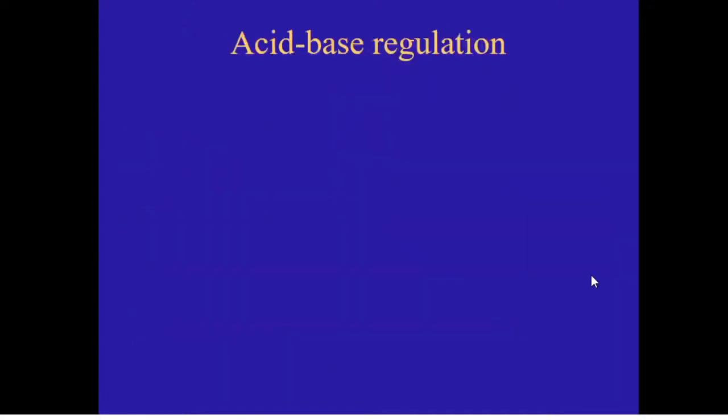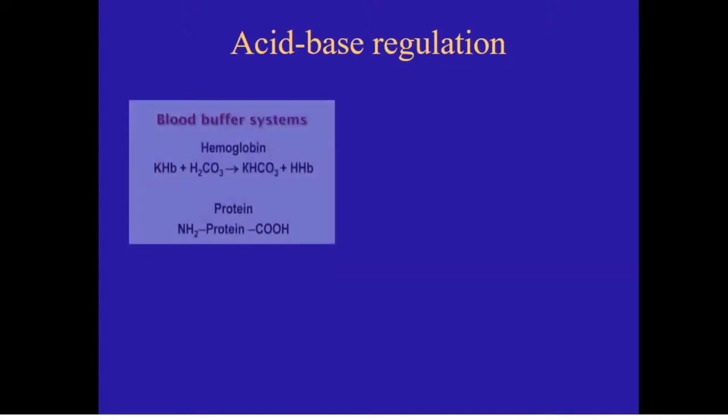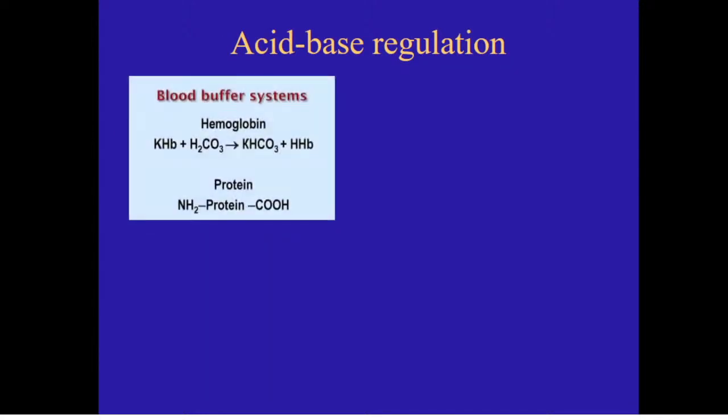And now we will start to discuss acid-base regulation. You must know the most important buffer system of blood, and the most powerful, of course, is hemoglobin. The concentration of hemoglobin is high in our blood, but this buffer system is combined with the intracellular buffer. If we talk about plasma, the second place we will give to the proteins.